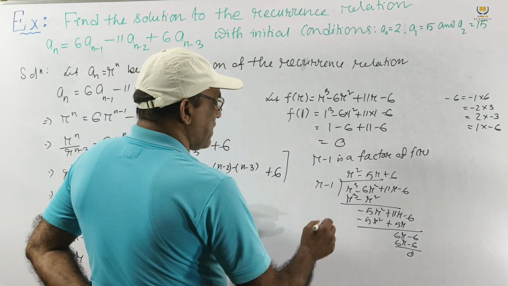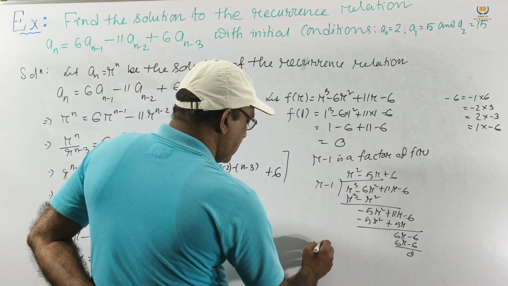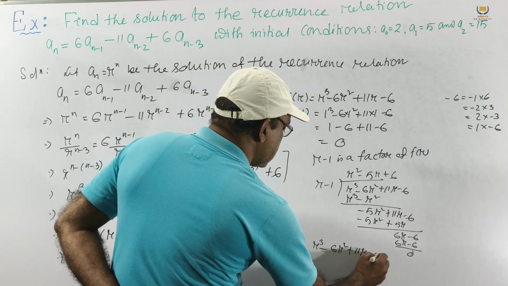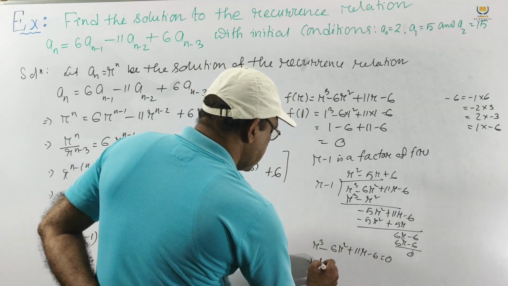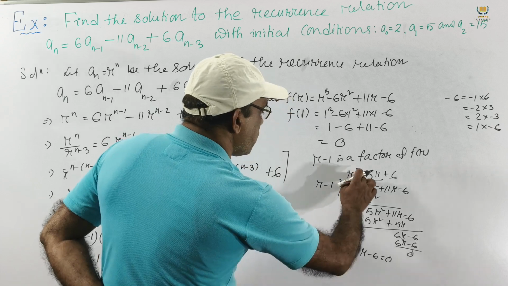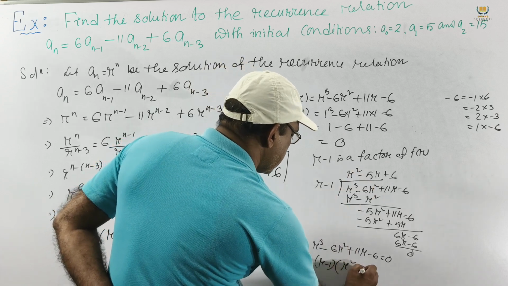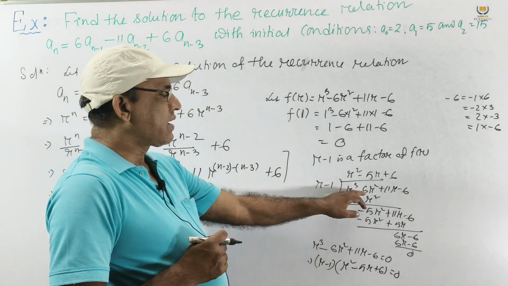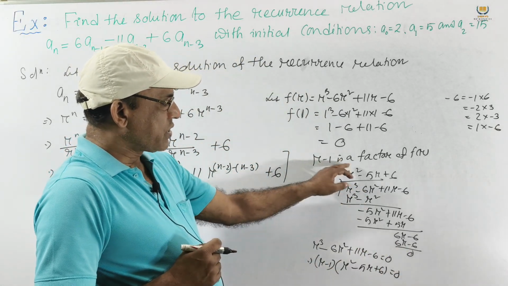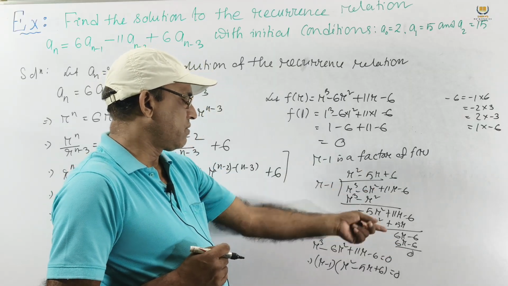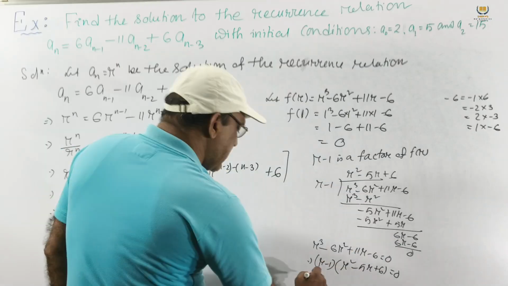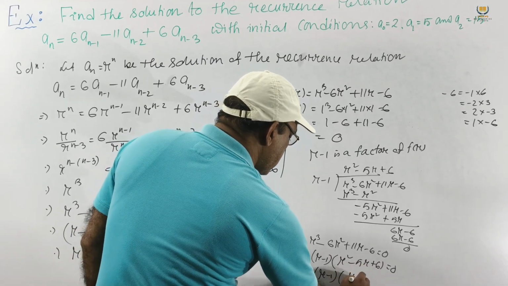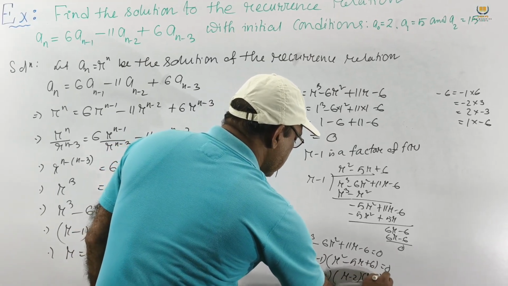So r cubed minus 6r squared plus 11r minus 6 equal to 0 means r minus 1 into r squared minus 5r plus 6 equal to 0. We know dividend equals divisor into quotient plus remainder. So this into this gives the dividend, and this is r minus 1. If we factorize the quadratic, we get r minus 2, r minus 3 equal to 0.